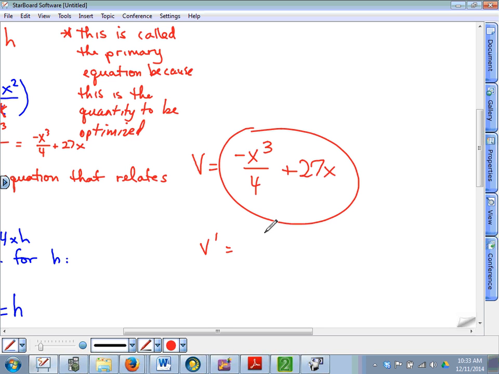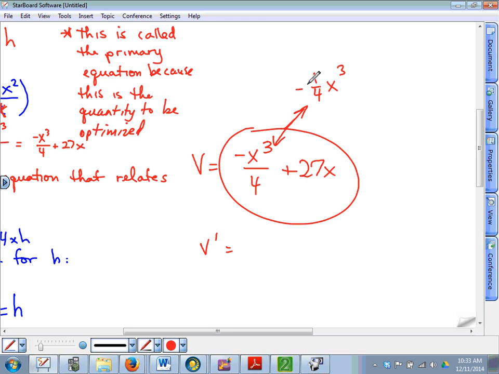Negative 3x squared. Fractions are what get you sometimes. Think about it this way, then. If the dividing by 4 is bothering you, what about negative 3/4 x squared? Take the derivative. These two things are equivalent to each other, so that might make it easier to visualize what the derivative is.